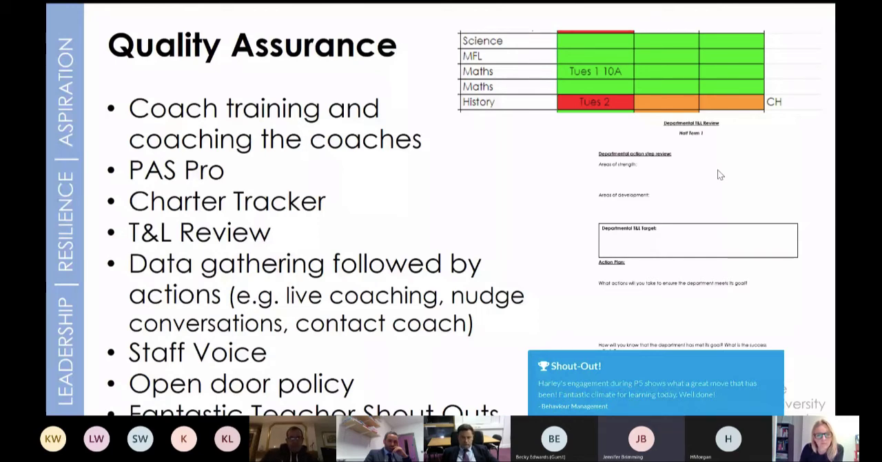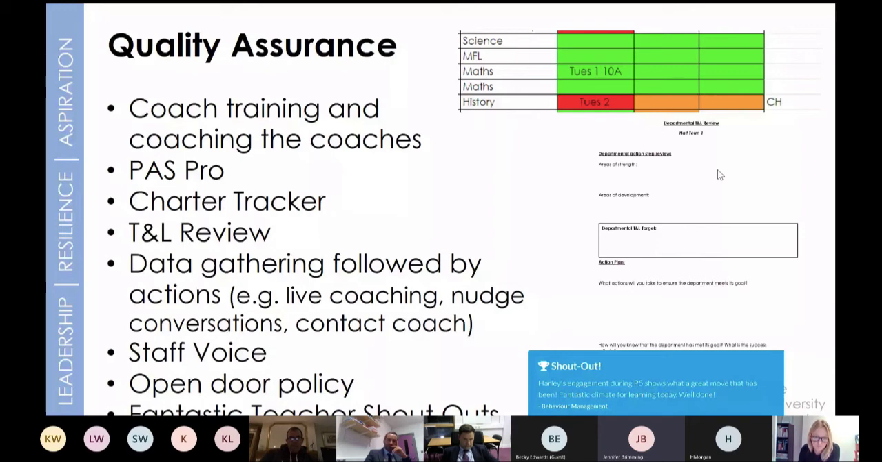Each half term, heads of department get involved with this, and they do their own review based on their coaching and their action steps, and they have areas of development which then I go and have a look at. We have lots of staff voice, so when you're talking about impact, not only are we seeing hugely improved outcomes and practice around the school, the staff voice is really positive. I think we asked people to rate their experience of coaching out of 10, and it came out at 9.6, I think, in the end. So staff are really on board with the coaching program.